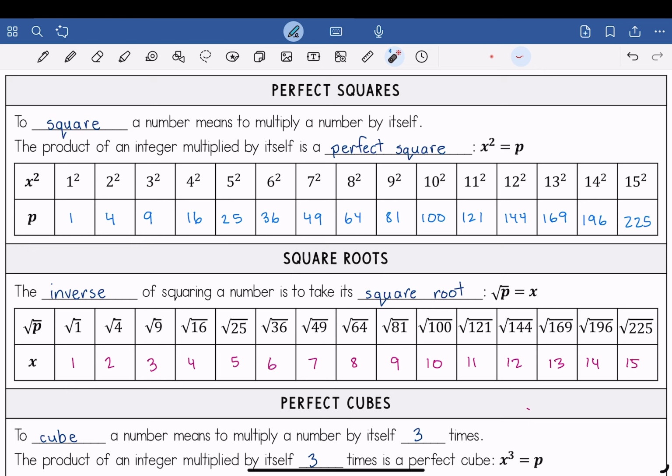So the key thing to remember is that to square a number means to put it to the power of 2 and you get the perfect square. And then the reverse operation, or the inverse, to bring it back from a perfect square to the value of x, is to take its square root, which will give you x.